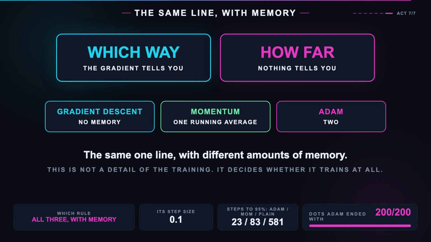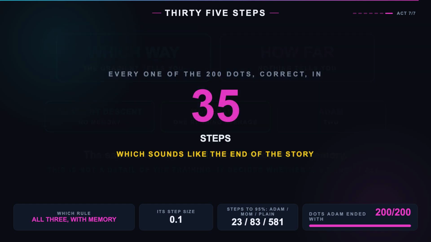So that is the step size. The gradient tells you which way. Nothing anywhere in the mathematics tells you how far. And all 3 of these are the same one line, with different amounts of memory. None. 1 running average. 2. Which is why this is not a detail of the training. It decides whether the thing trains at all.